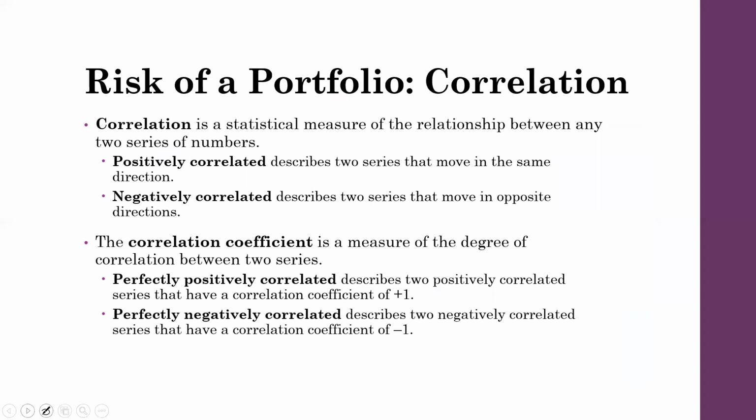Then we have how it correlates. Risk of a portfolio: correlation. So we learned how it varied, and we learned the risk, how far it varied from the expected mean. Now the correlation is the statistical measure of the relationship between two series of numbers. Positively correlated describes two series that move in the same direction. Negatively correlated describes two series that move in opposite directions. A perfectly positive correlation has a correlation coefficient of +1 and perfectly negative has -1.